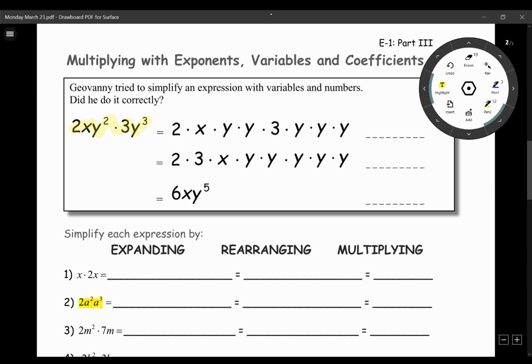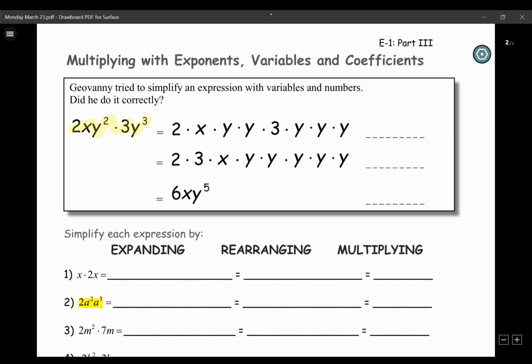So we only have 1, 2. So he has 2 times x times y times y. That looks good because we had y to the power 2. We have times 3. That looks good. Y times y times y, y to the power 3. So did he do it correctly? Yeah, he did do it correctly. And this first step is called to expand.